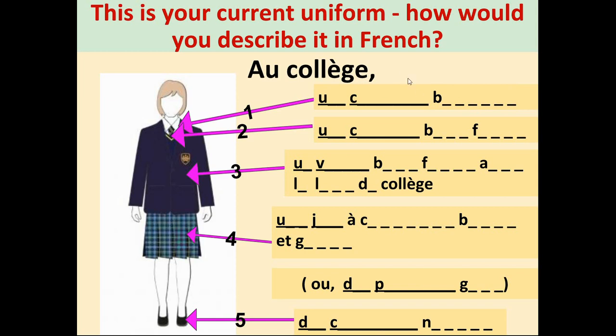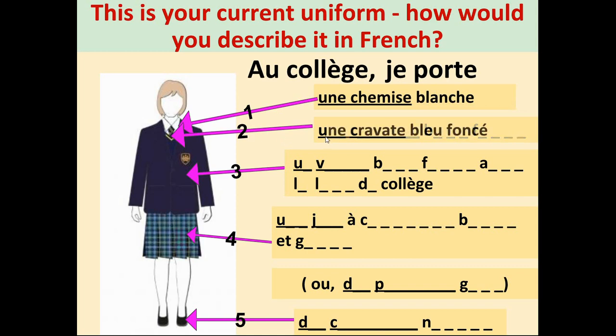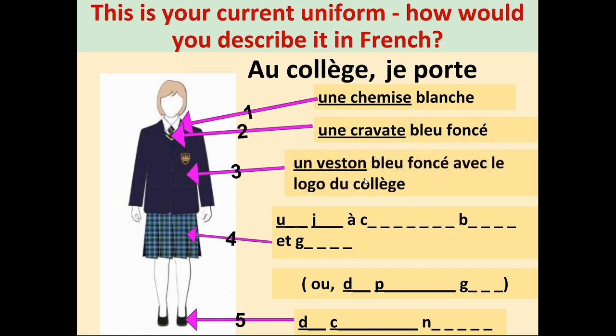So, au collège, je porte. So, at school, in school, I wear. So here we are pointing at this. Une chemise blanche, a white shirt. And we're pointing at that. Une cravate bleu foncé, a tie blue dark, so dark blue tie. Then we have this here. Un veston bleu foncé. Then what I added, which I think might be a nice one to add, avec le logo du collège, with the logo of the school.